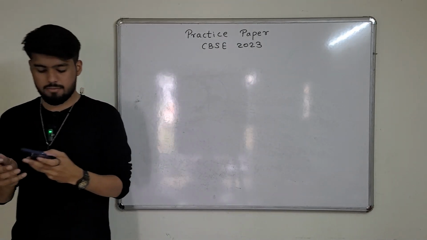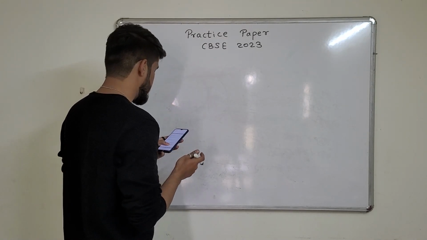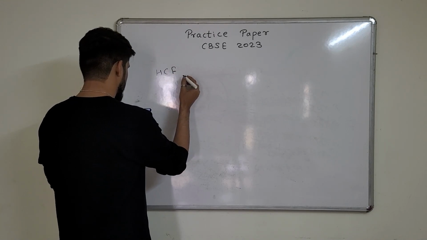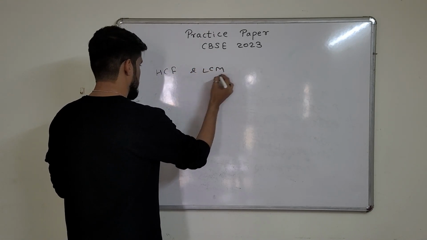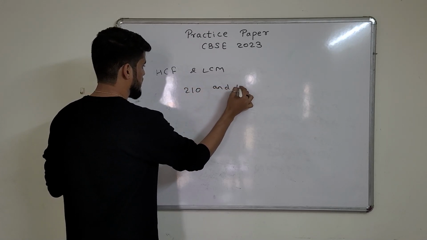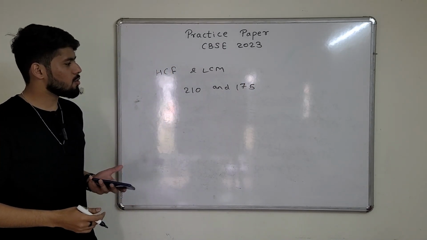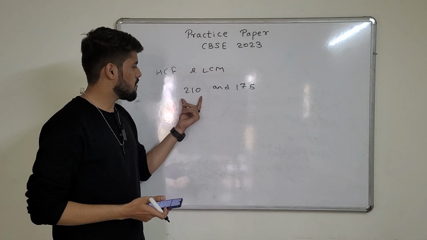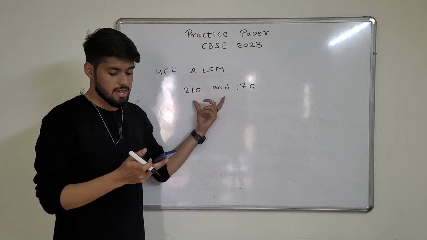So the next question is: using the prime factorization method, find the HCF and LCM of 210 and 175. Very simple question. So I hope you can do this. This is a very simple question. We just have to find the HCF and LCM of these two numbers, 210 and 175.